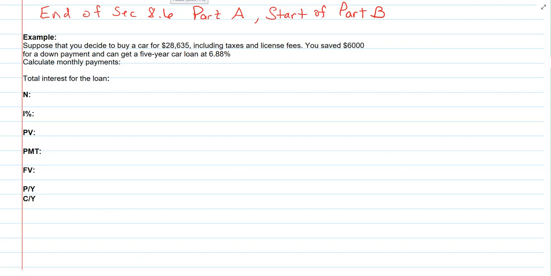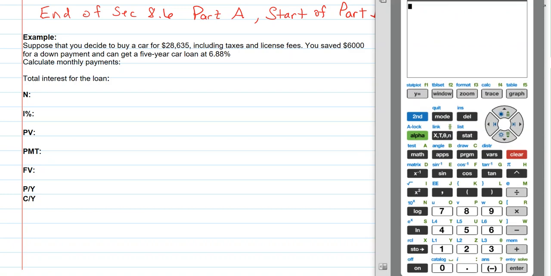Okay, continuing on section 8.6, part A, ending with part A and starting with part B. Let me get my calculator out, and we are now doing examples using our program on our calculator called the apps key. Now we have this scenario involving cars, because we're talking about cars.